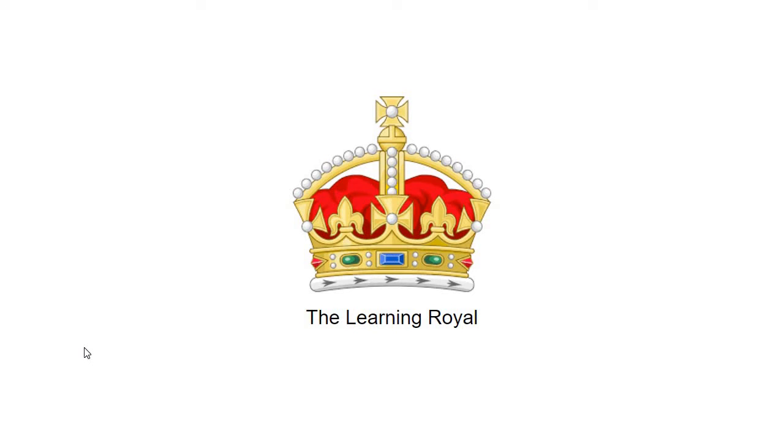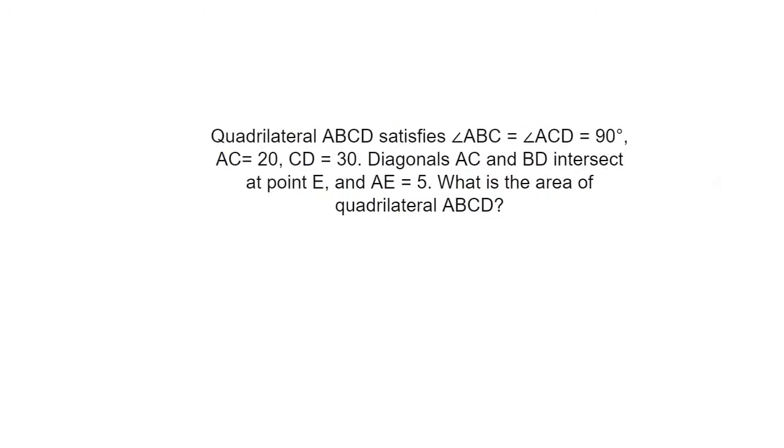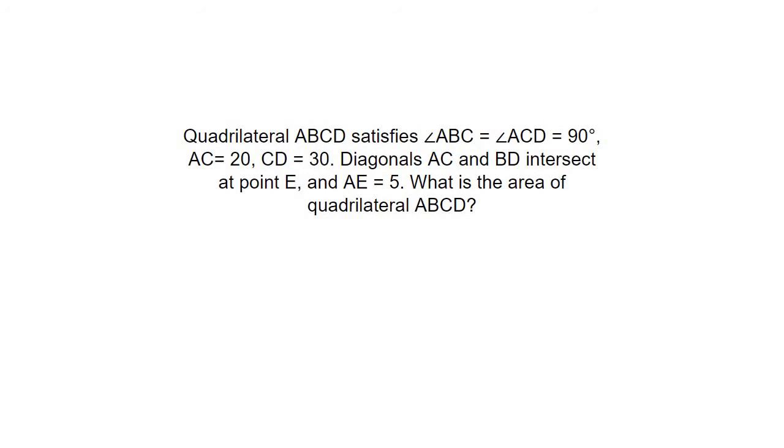Today we'll be taking a look at an interesting problem from the AMC 10/12A. So let's begin. The problem reads, quadrilateral ABCD satisfies angle ABC equals angle ACD equals 90 degrees. AC is equal to 20, CD is equal to 30, diagonals AC and BD intersect at point E, and AE is equal to 5. What is the area of quadrilateral ABCD?